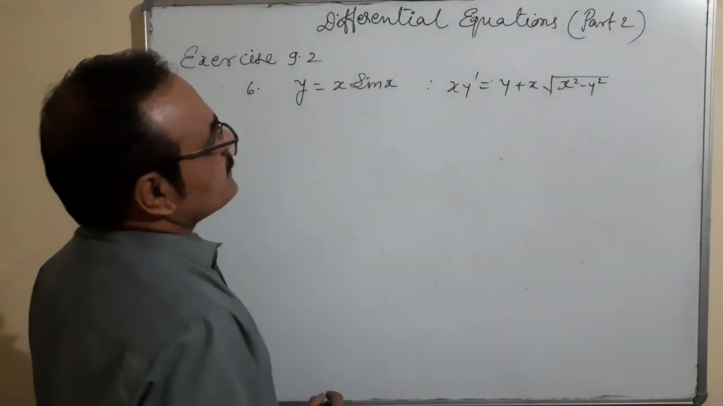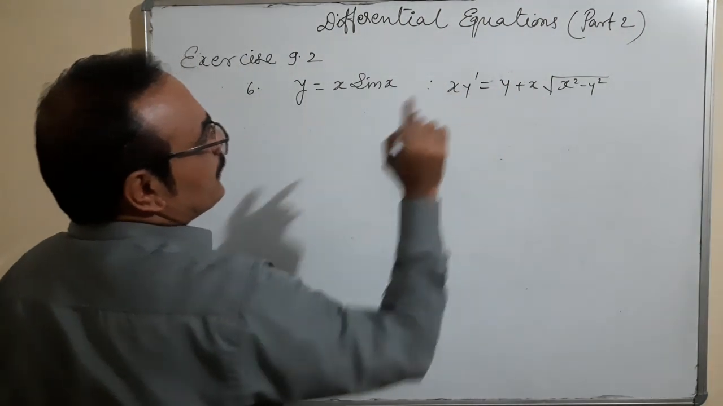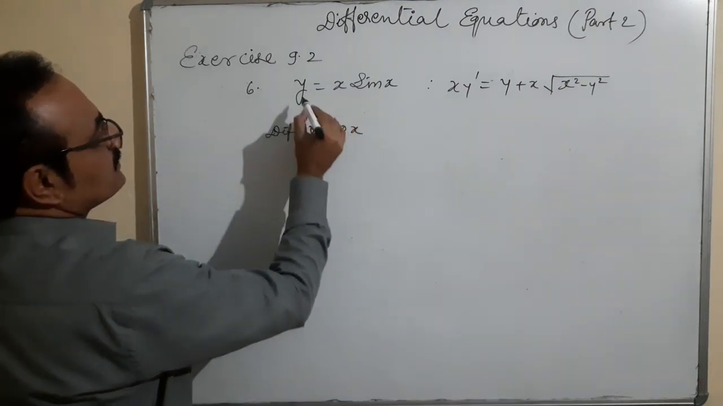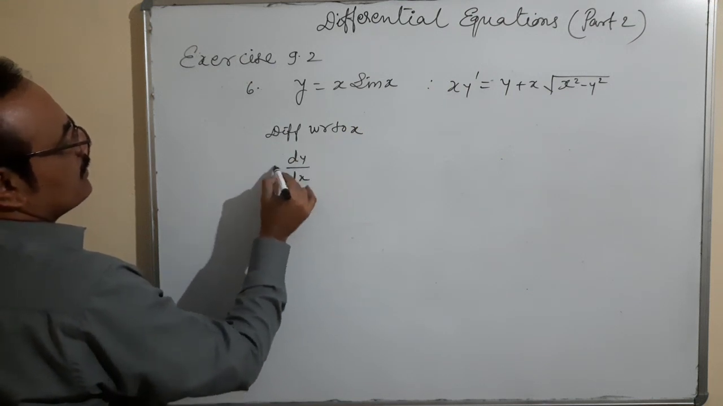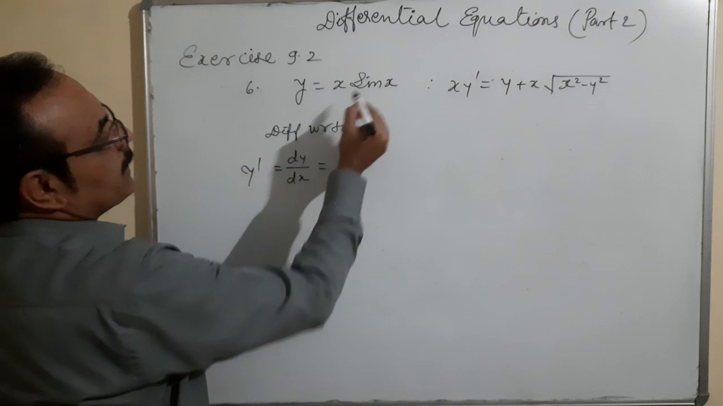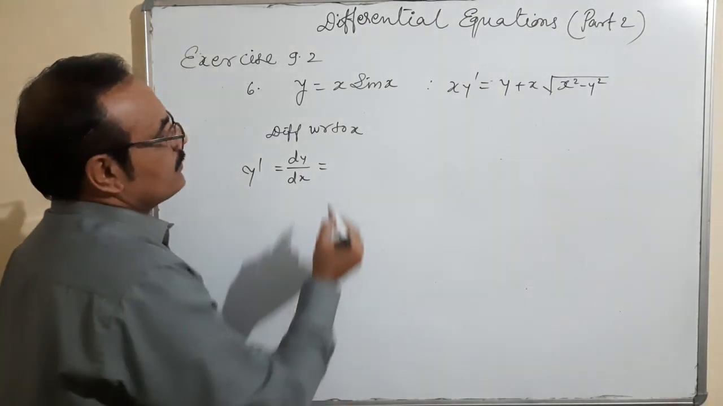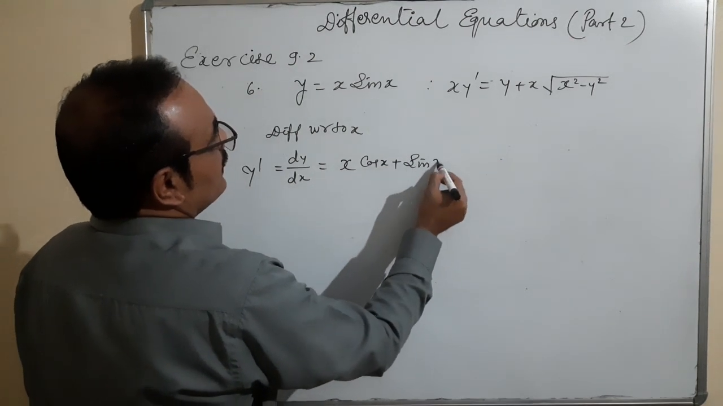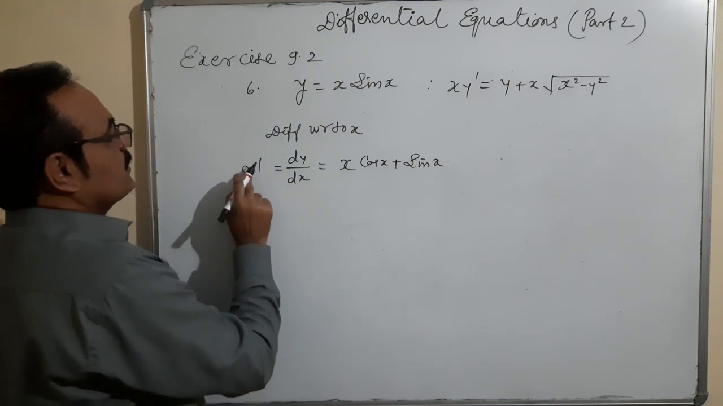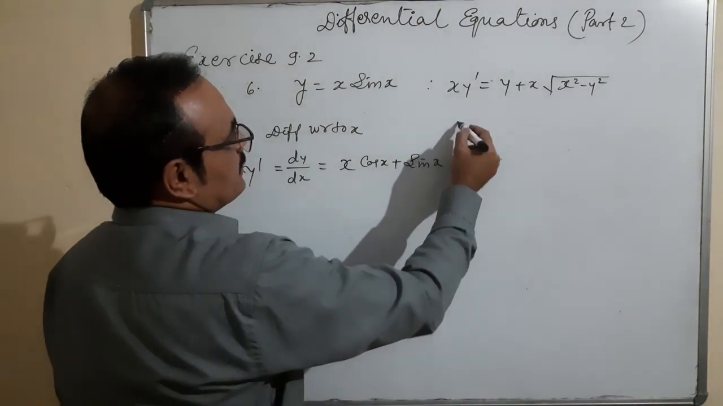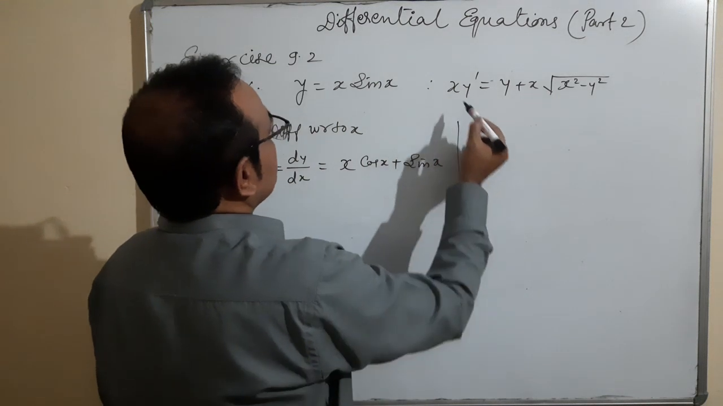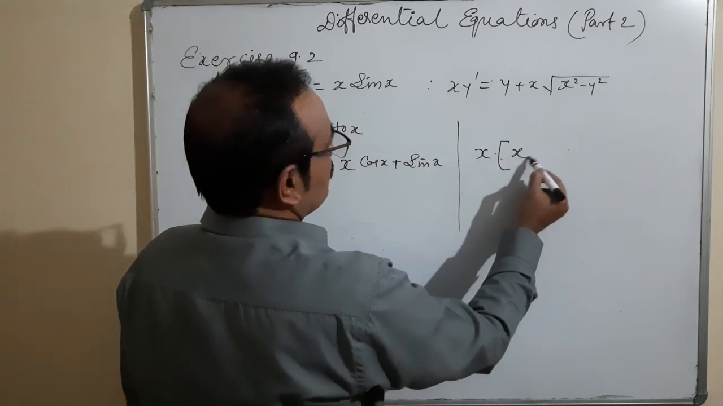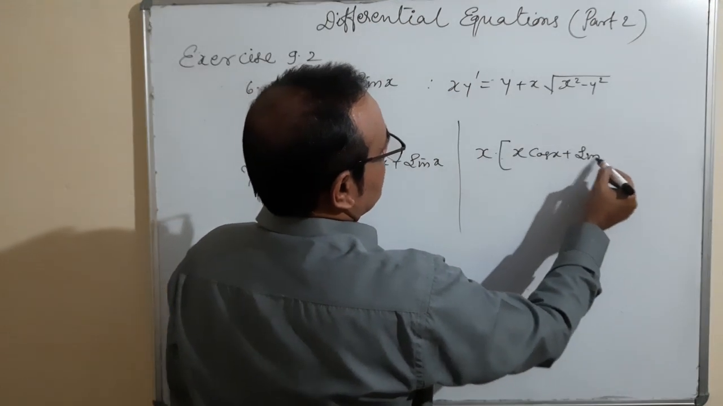So y is equal to x sin x. Y dash, the first derivative, is required here. Differentiate with respect to x. dy by dx or y dash is equal to, there are two functions, so I will use the product rule. First function, times the differentiation of the second function, plus second function times the differentiation of the first function x, that is 1. So the value of y dash is equal to x cos x plus sin x. Okay. We will put the value here: x as it is, y dash, x cos x plus sin x.